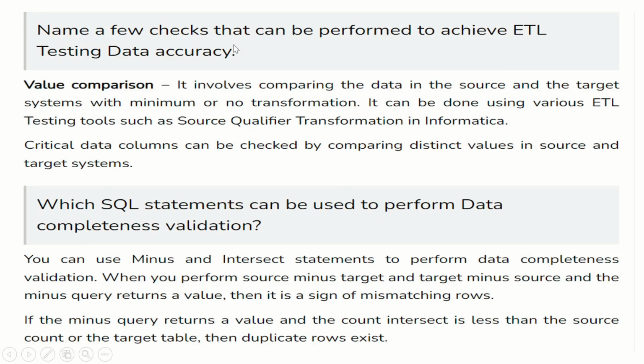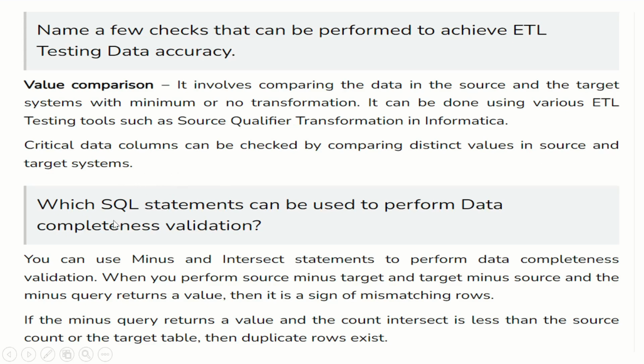Name a few checks that can be performed to achieve ETL testing data accuracy. Value comparison. It involves comparison of data in source and target systems with minimum or no transformation. It can be done using various ETL testing tools such as source qualifier and transformation in Informatica. Critical data columns can be checked by comparing distinct values in the source and target systems.